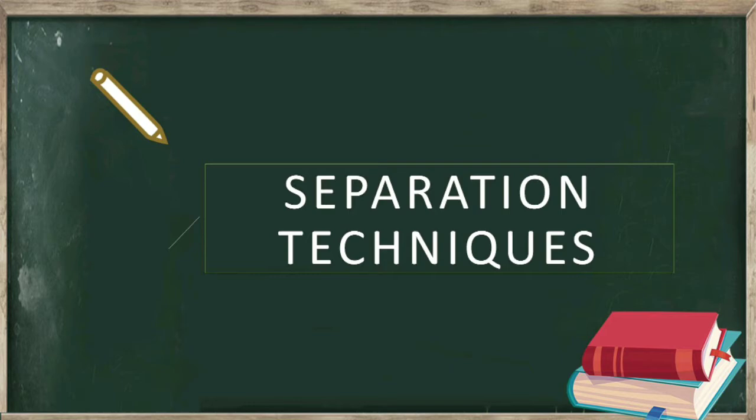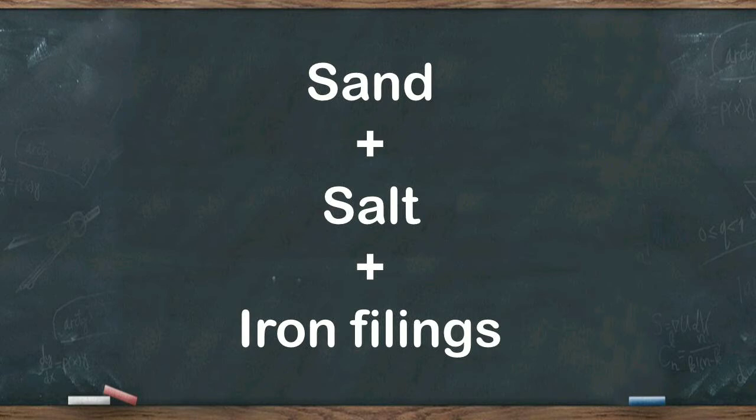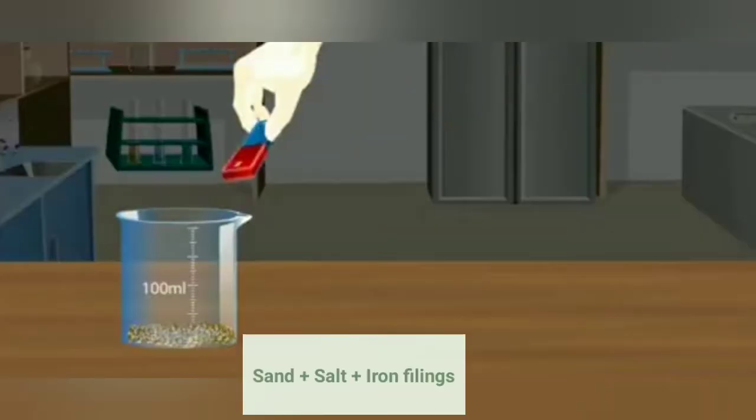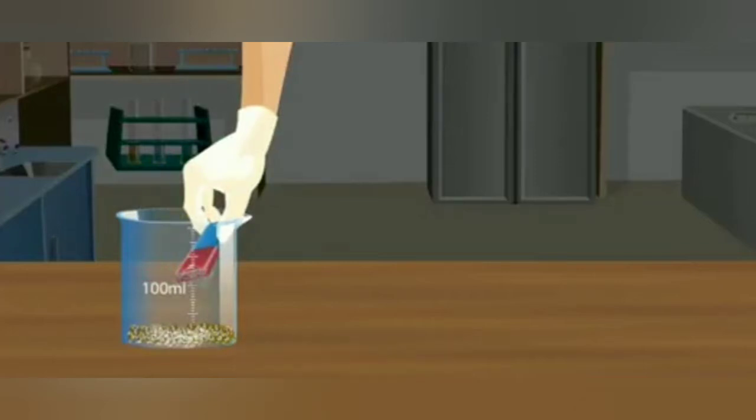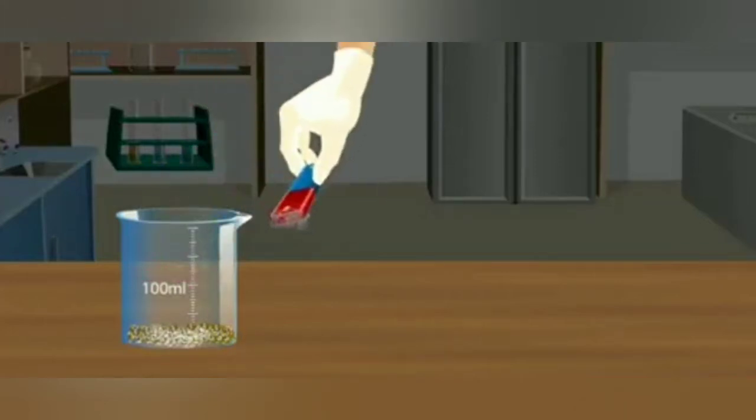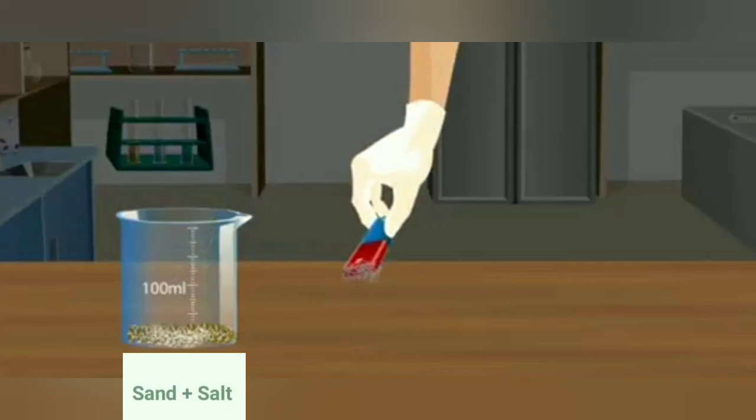Let's firstly take an example of a mixture of sand, salt and iron filings. It is not possible to separate the three components by one method only. Firstly, bring a magnet near the mixture. It will attract the iron filings from the mixture, while sand and salt are left behind.